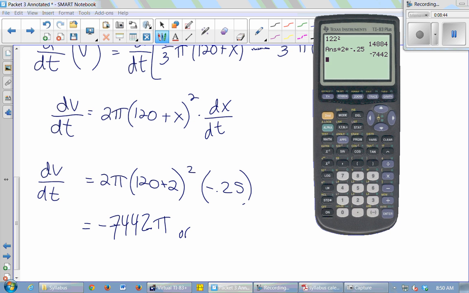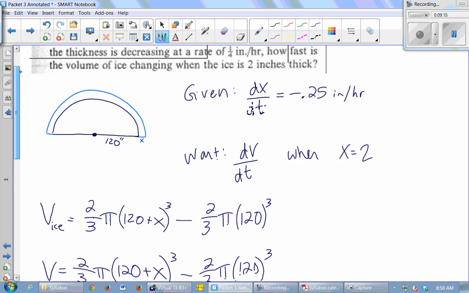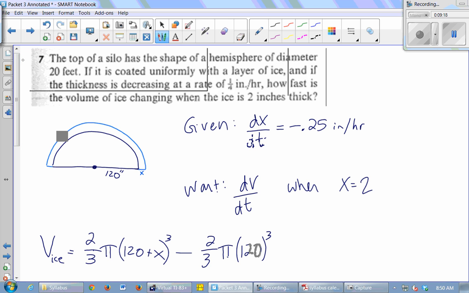Or if I want to get a decimal, negative 23,379.7. And this is a rate of change of volume. So its units are cubic inches per, what was it, minute? Hour? Hour. You just go back up and look and say, oh, the other rate they gave me was in hours, so the rate that I end up with comes out in hours.